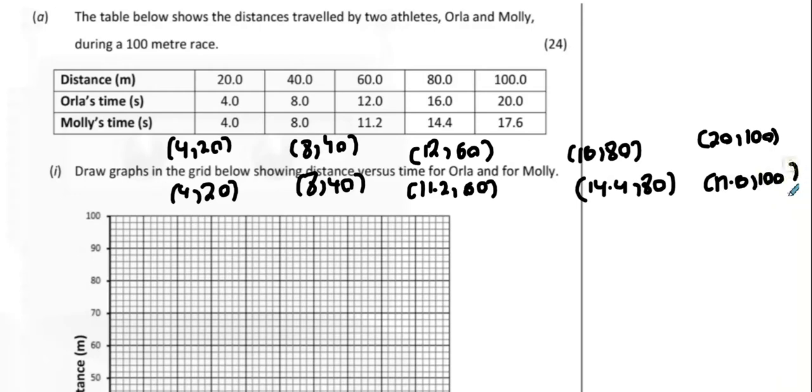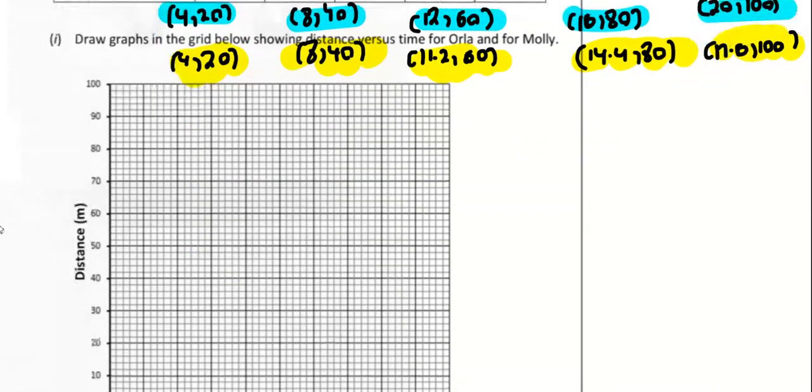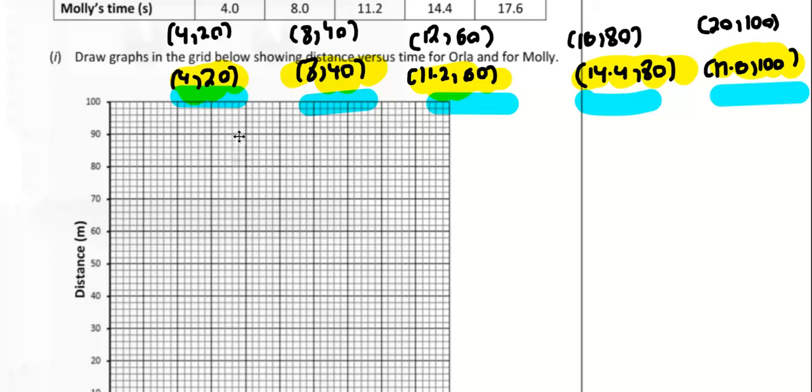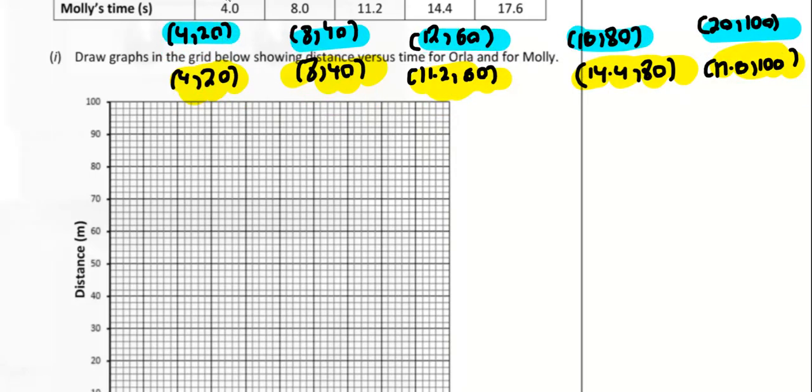Okay, so there's two sets of data here. I'm going to highlight the points for Molly. These are Molly's points highlighted in yellow, and these are Orla's points highlighted in blue. Okay, I'm going to have to graph this. I'm going to start off with the blue points, and hopefully I can drag them. Oh no. All right, let's do this.